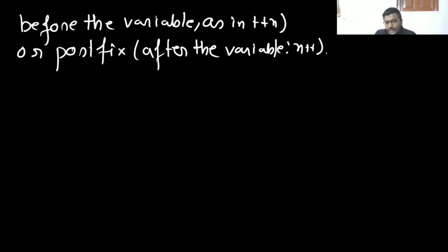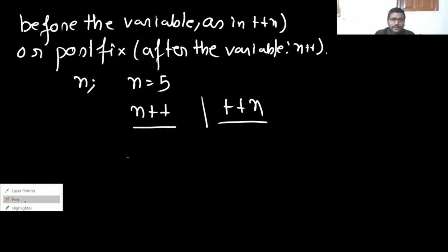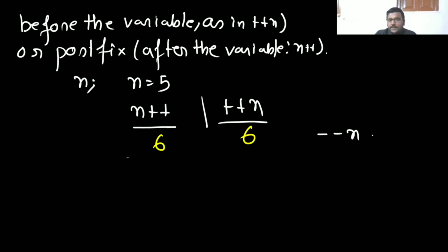Okay, so in both cases, if you have some value n, say n equal to 5, then n plus plus is going to give you 6, and plus plus n is also going to give you 6. You can use either postfix or prefix. Similarly, minus minus n and n minus minus are both going to give you 4.